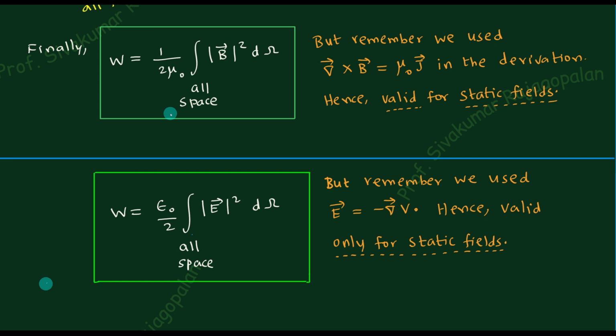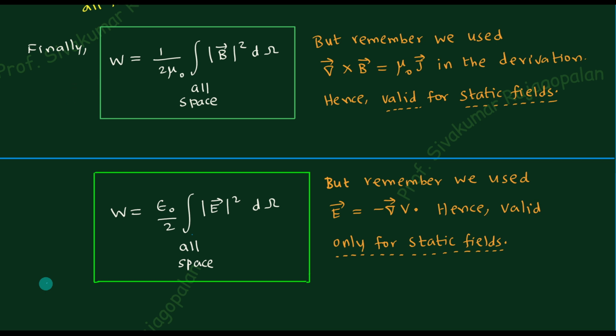And another important point to be noted is this is the total energy in the omega volume. Remember, total energy in the omega volume. What is omega volume? It is all space. And finally, what we are going to do is divide this by the total volume that we are going to consider. So W divided by volume is known as energy density. And for energy density, we are going to use the letter U, that we will see later. W is total energy, U will be energy density.